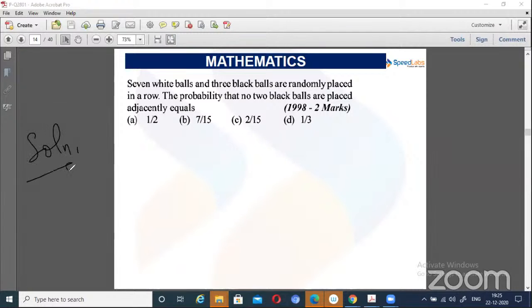Seven white balls and 3 black balls are randomly placed in a row. The probability that no 2 black balls are placed adjacent equals? Okay. What will we do in this? Any thoughts?